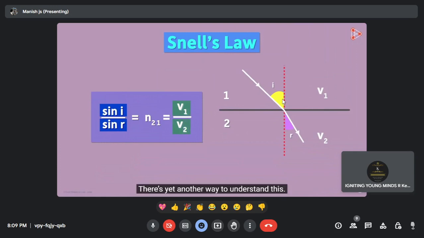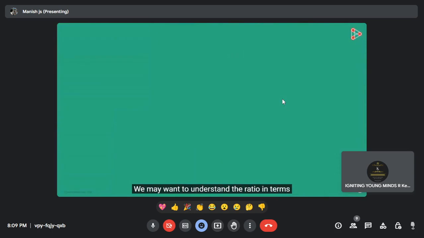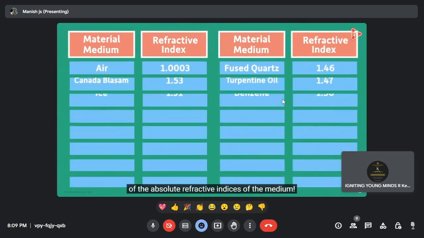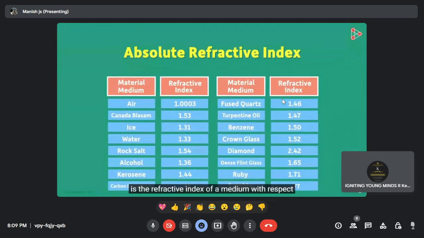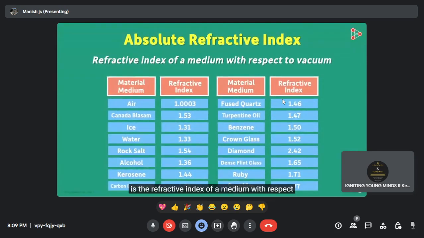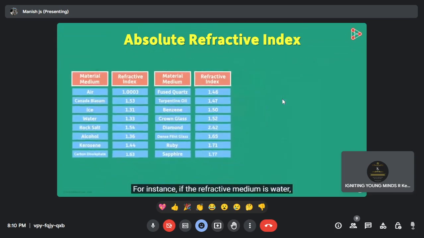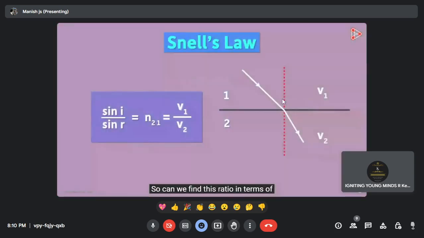There's yet another way to understand this. We may want to understand the ratio in terms of the absolute refractive indices of the medium. Absolute refractive index, if you remember, is the refractive index of a medium with respect to vacuum. For instance, if the refractive medium is water, then it's written like this. So can we find this ratio in terms of N1 and N2?